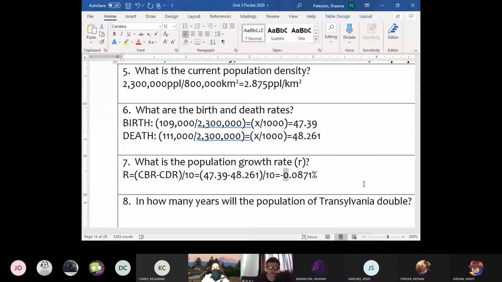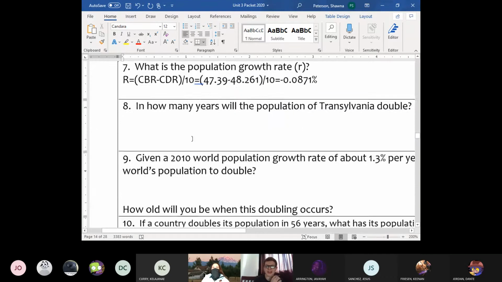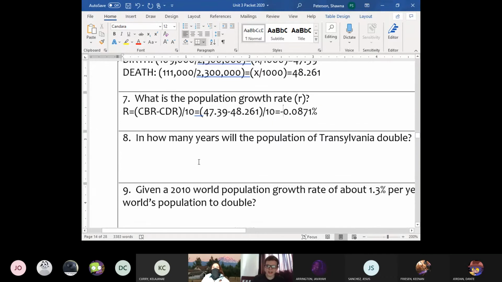What do you think it means if the growth rate is negative? It must be below the death rate then. So the population is dying faster than they're born. It's not growing, it's shrinking. Very nice. All right, rule of 70. In how many years will the population of Transylvania double?